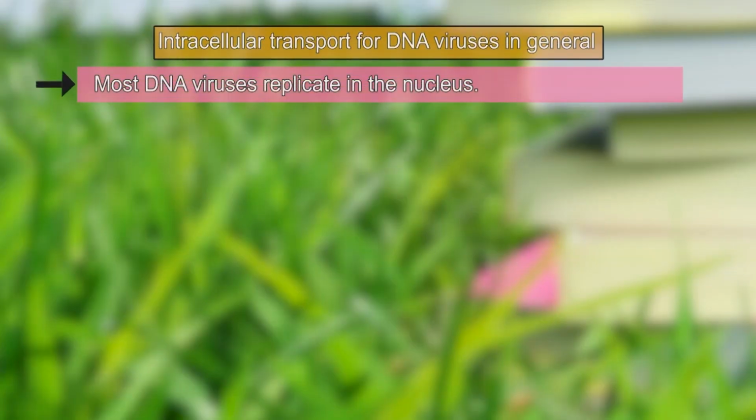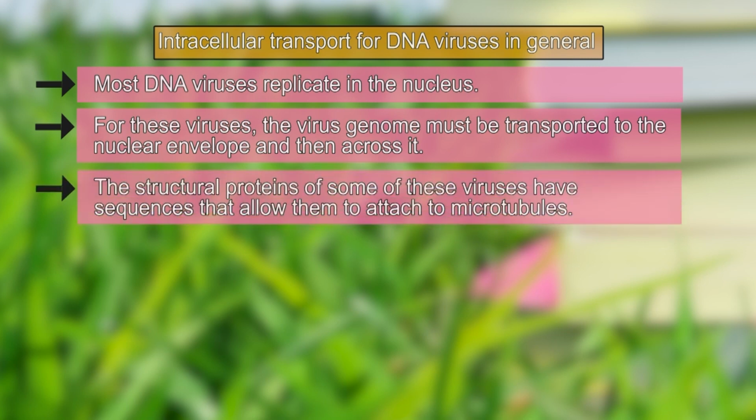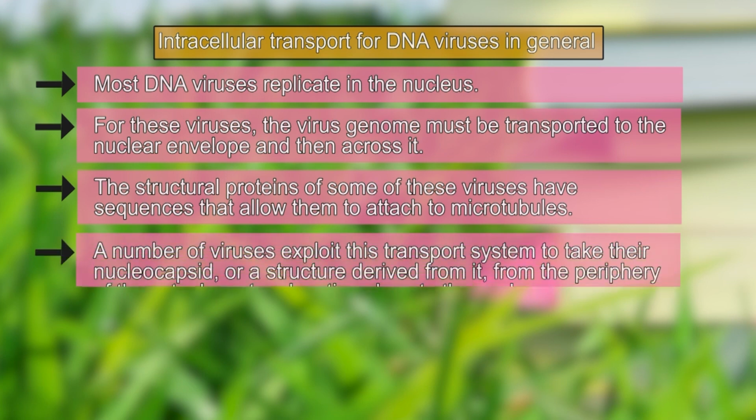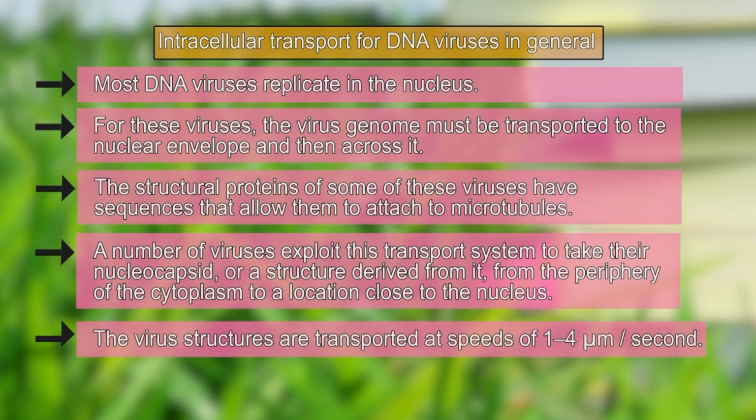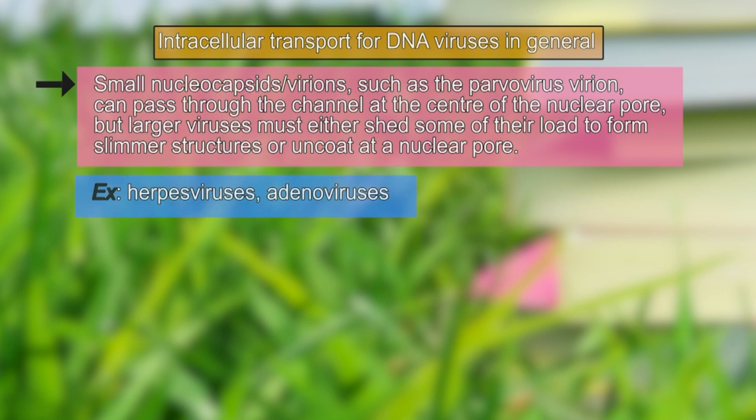Now let us see the intracellular transport of DNA viruses. Most DNA viruses replicate in the nucleus, so their genome must be transferred first to the nuclear envelope and then across it in the nuclear compartment. Now for this, they get attached to the microtubules and then they are transferred to a location near the nucleus. The smaller nucleocapsids can enter directly through the channel at the center of the nuclear pore, and for larger viruses, the larger nucleocapsids, they must shed some of the structures to form slimmer structures so that they can get an entry to the nuclear compartment.